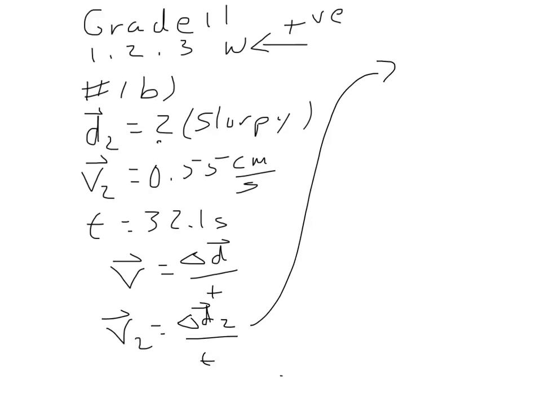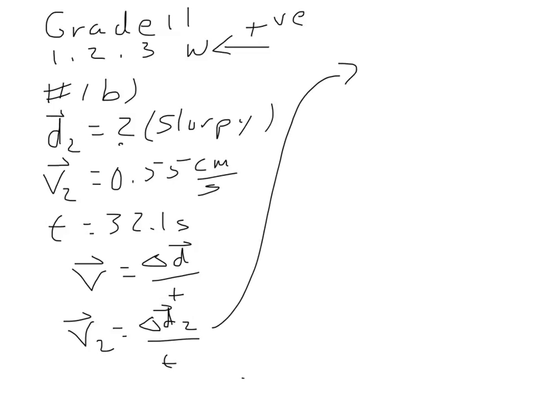Let's move the slide, which is, I think, this button here. There we go. Okay, let's plug these numbers in. I have 0.55 centimeters per second is equal to delta d, which we don't know, over t, which we found in part A is 32.1. So again, 32.1 is on the bottom of this fraction. Let's multiply both sides by 32.1.